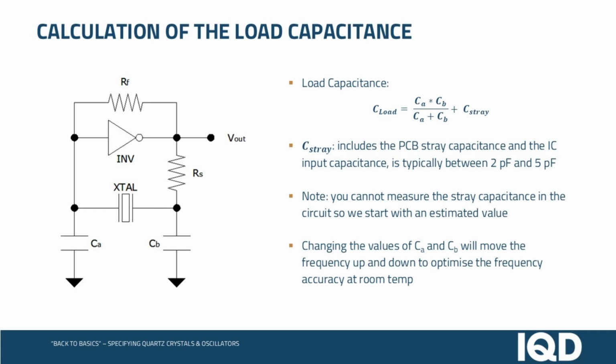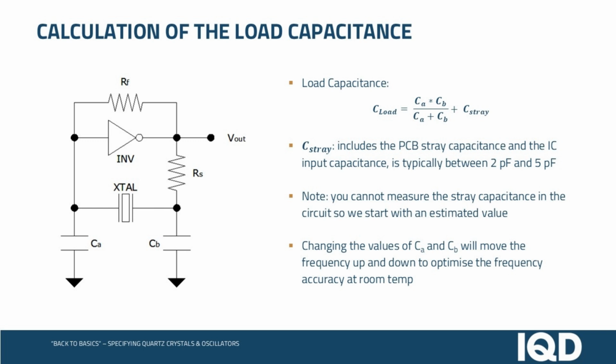Now, generally, you cannot measure the stray capacitance in your circuit, so we generally start with an estimated value. And we generally choose a value between 2 picofarads and 5 picofarads as a starting point. And then you find that changing the values of the external capacitors, denoted here by CA and CB, will move the frequency up and down to optimize the frequency accuracy at room temperature. For you as a designer, this may need some experimental work. You can calculate a typical value, start with that, and move up or down in values depending on how accurate you need to be and whether you're too high in frequency or too low in frequency.